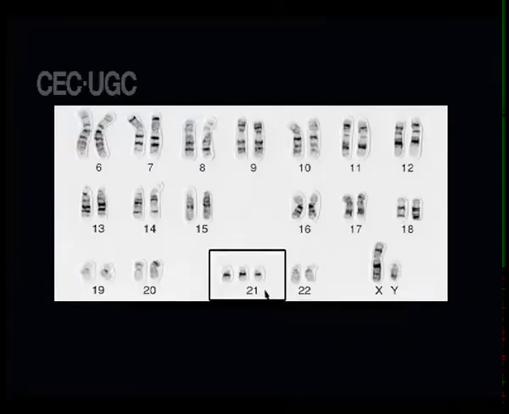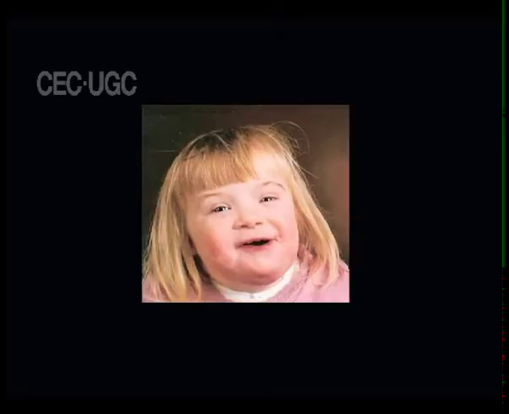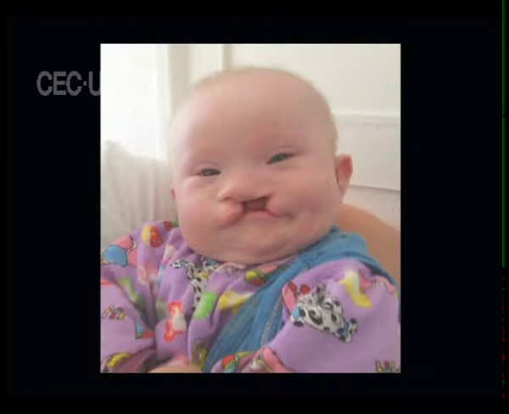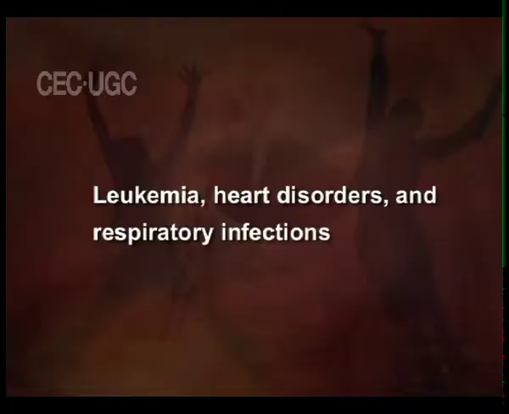For example, Down syndrome or trisomy 21 is caused due to the presence of an extra full or partial chromosome. An individual with Down syndrome has a round face, flattened skull, an extra fold of skin over the eyelids, a protruding tongue, short limbs, and retardation of motor and mental abilities. The syndrome makes the individual susceptible to leukemia, heart disorders and respiratory infections.